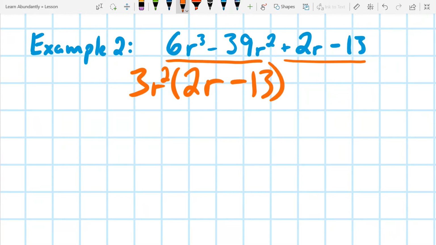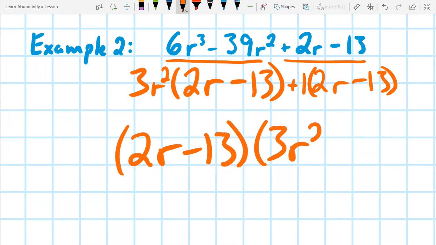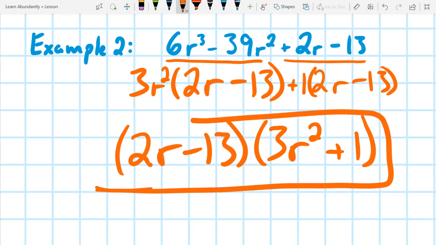What can I take out of the second pair? Well, you might notice that the second pair is already 2r minus 13. So I can take out a positive 1. I could rewrite my factors just as they are, 2r minus 13 and 3r squared plus 1. Can I factor these anymore? There's no more common factors, and then this is a sum, not a difference, so we are done.